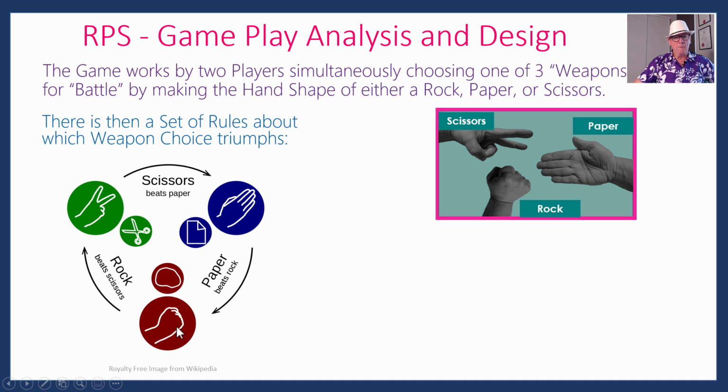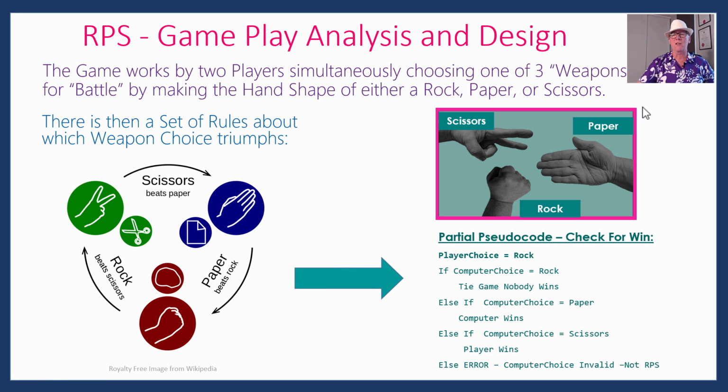Paper beats rock, and a rock beats scissors, because the idea is if someone's got rock and the other person's got scissors, the rock can just smash the scissors, okay? Bang, bang, bang, and smash the scissors. So they're kind of the rules of the game. That's how the whole game works. And our challenge will be to take that real world game and turn it into computer language that can be processed. And we start by doing pseudocode.